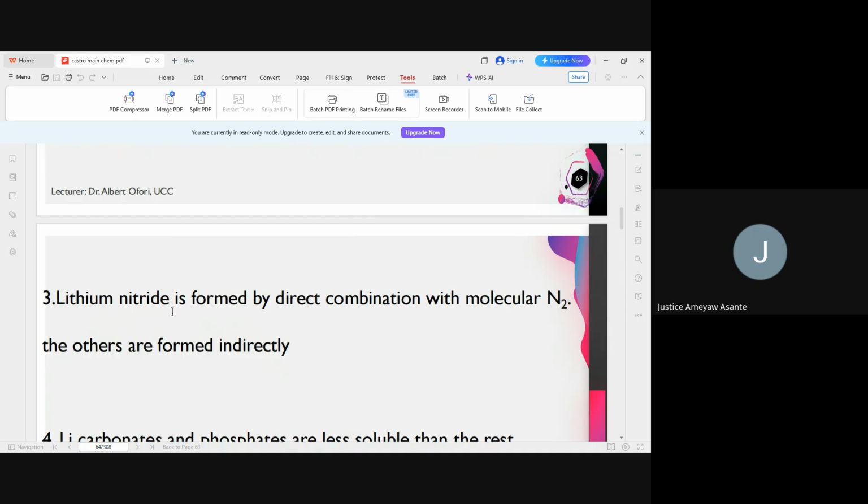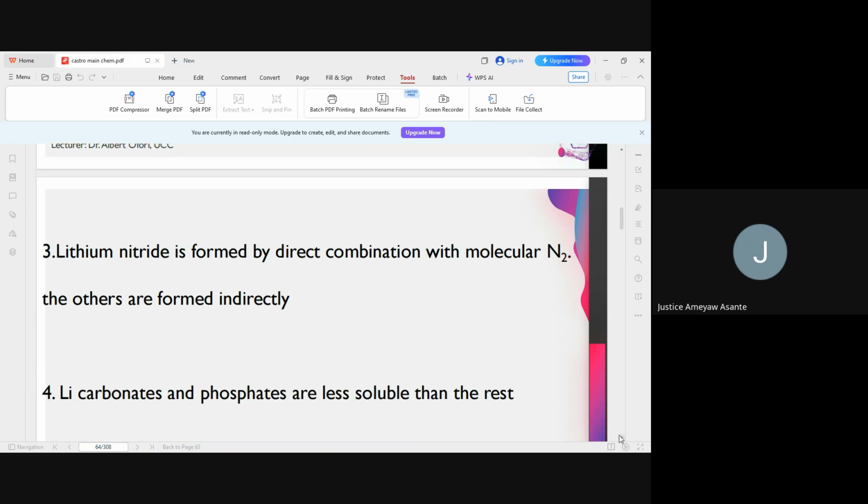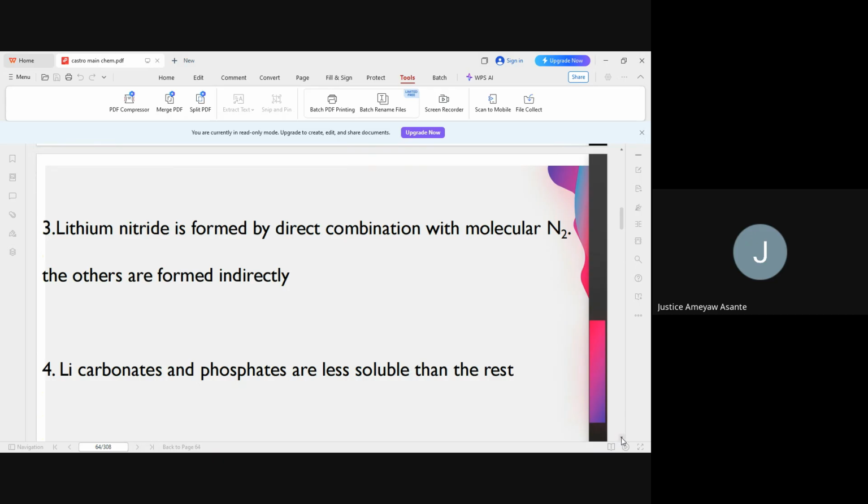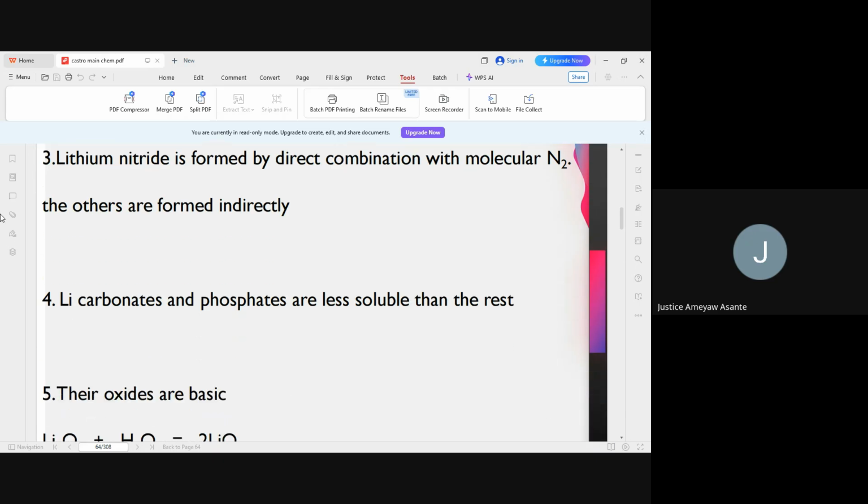Okay, then lithium nitride is formed by direct combination with molecular nitrogen. So lithium can also react with nitrogen. Lithium carbonate and phosphate are less soluble than the rest. Here lithium can easily combine with nitrogen.